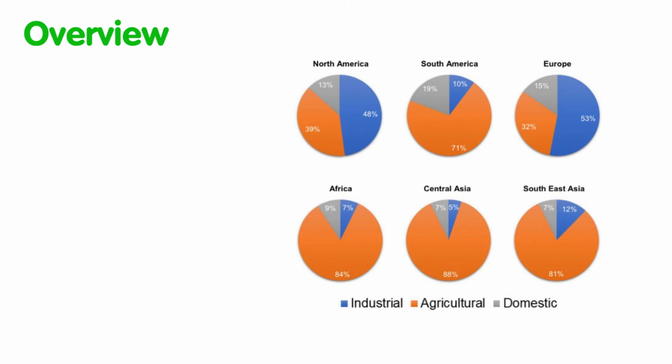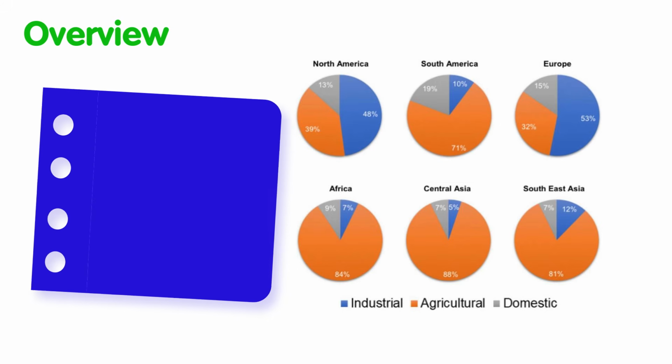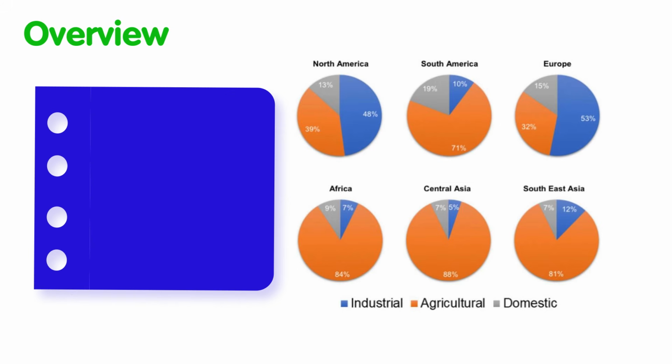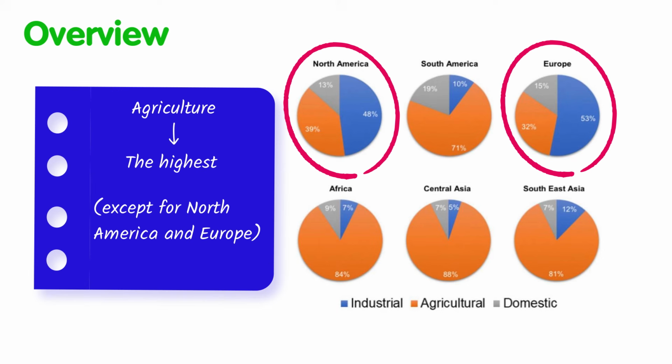So you all know that in the overview paragraph, we write about the most specific feature of this chart. Now let's take a look at these pie charts. What stands out to you the most in seeing this chart? Very good. The orange color, which is agricultural, is the highest in almost all countries except for North America and Europe. So this is the most specific feature of this chart. So we can write this in our overview paragraph.